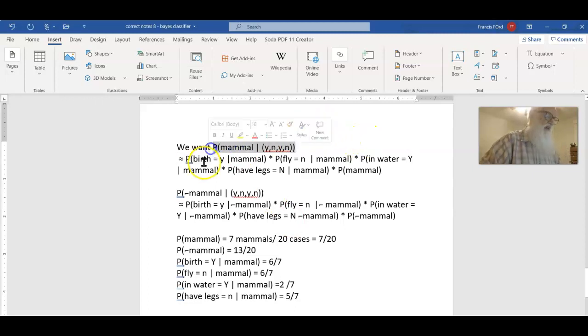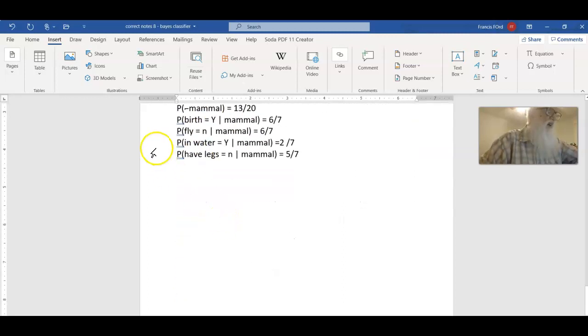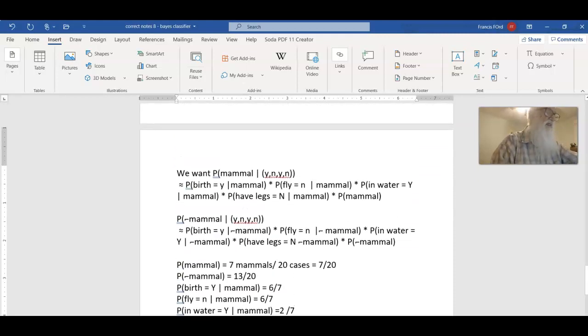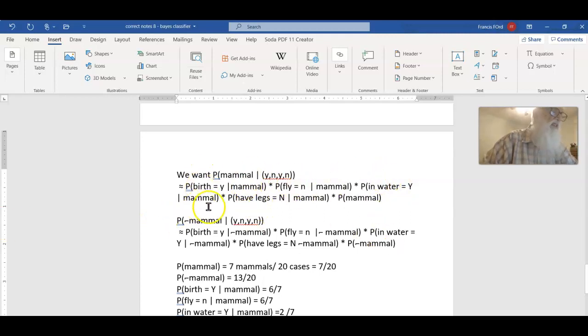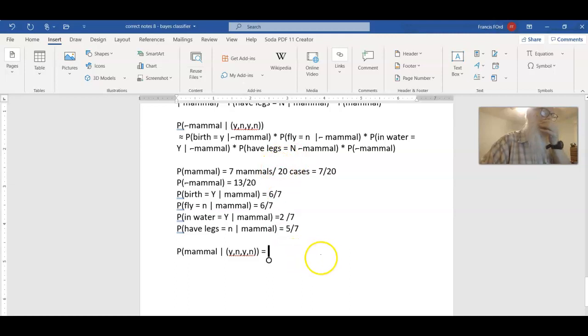I don't know if I got that right. Let me do that once more. That equals, well, it's the 4 conditional probabilities times the probability of mammal. We have the 4 times the probability of mammal. So we have 6/7 times 6/7 times 2/7 times the probability of a mammal, which is 7/20.